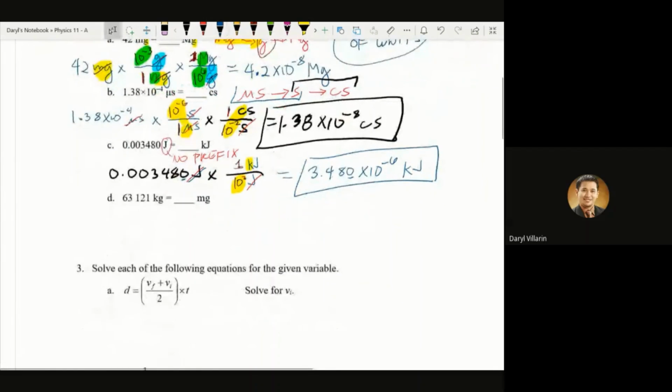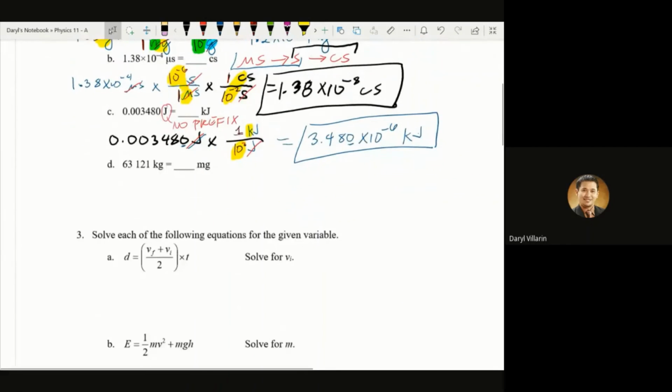And for letter D, this is from kilogram to gram. So both contains two letters. So that means that I cannot go directly from kilogram to milligram. So what I will do is that I'm gonna map it out, that I will convert first from kilogram to gram, and then from gram to milligram. Okay, so I'm gonna do these steps. First is from kilogram to gram, and then from gram to milligram.